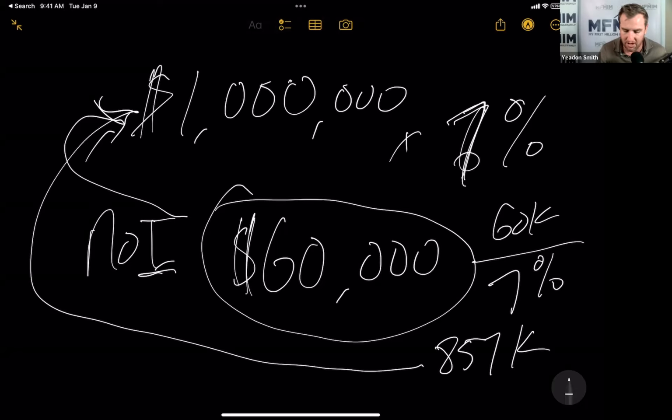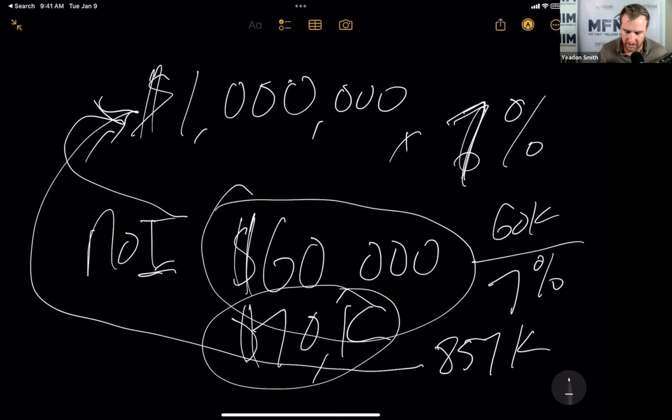And what do I have to get my NOI to? Well, let's take $60,000 and divide that by 7%. I've got to get my NOI to 70K, right? So you say, oh, no big deal, just get your NOI up to 70K. Well, maybe you can't, right?